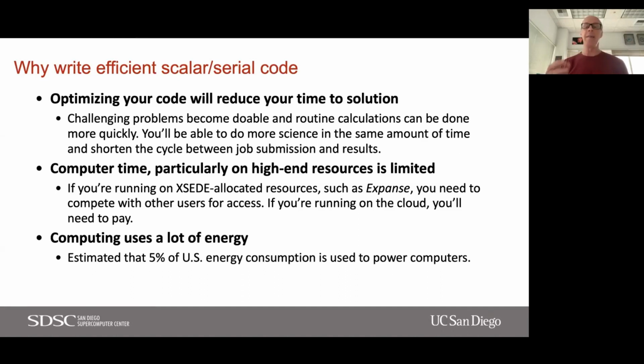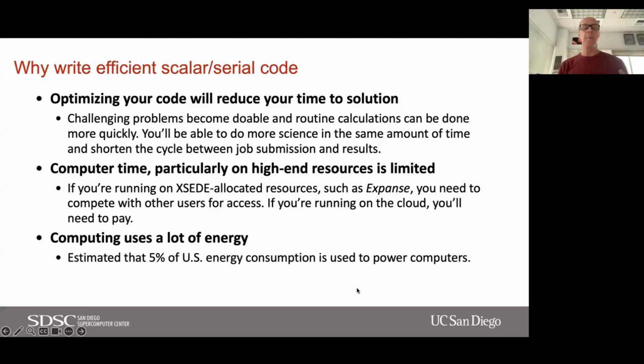Next, computer time, especially on high-end resources, is limited. So we're not talking about an application that takes a few seconds to run, where turnaround time is not really important, but we're using lots and lots of CPU or potentially GPU time. If you're running on allocated resources such as Expanse, you'll need to compete with other users. And if you're running in the cloud, you're going to need to pay. So either way, you want to try to minimize the amount of time a particular calculation takes.